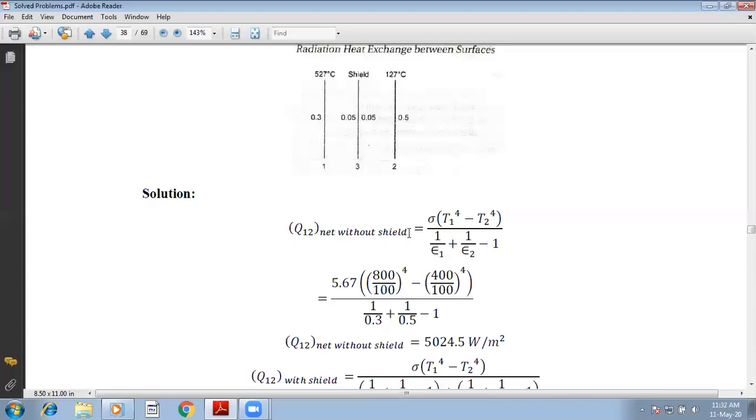Now, if you substitute the value of T1 as 800 Kelvin and T2 as 400 Kelvin, and the values of emissivity as 0.3 for the first surface and 0.5 for the second surface, you will have a value of 5024.5 watt per meter square. In this case, we have considered the area of the radiating surface to be 1.